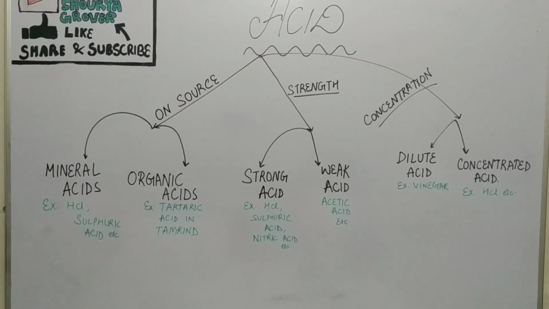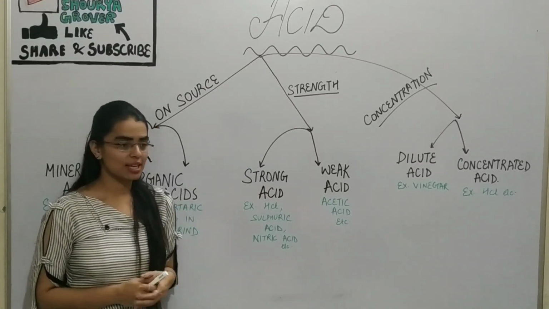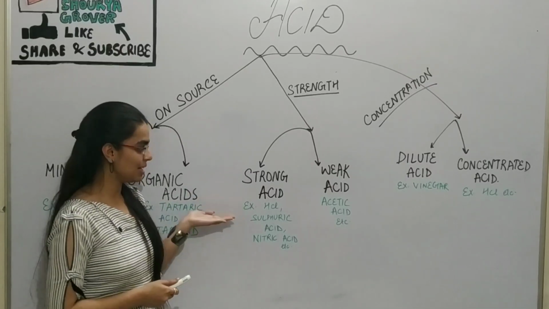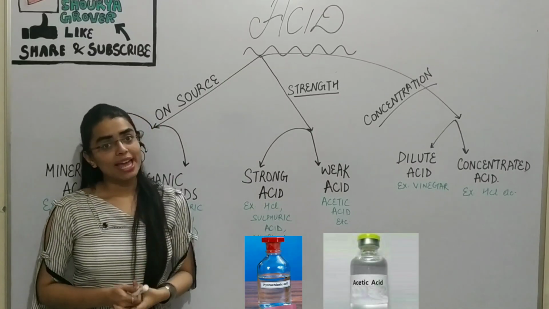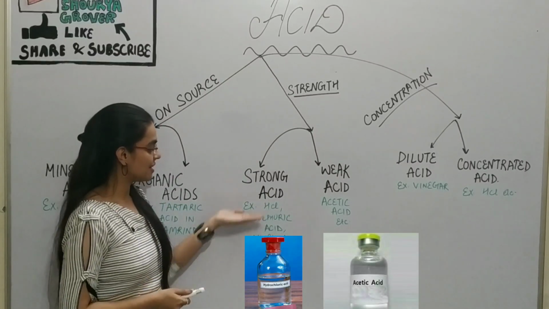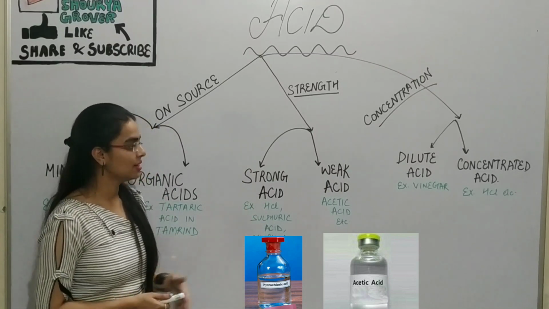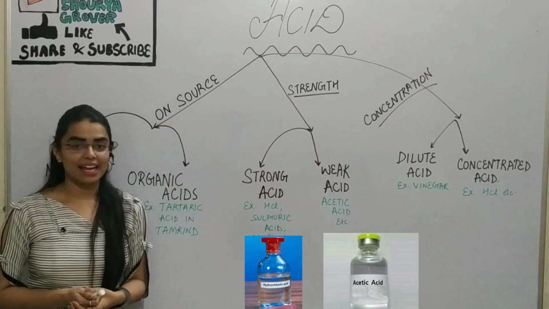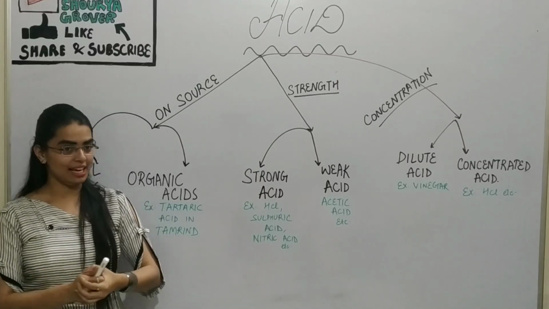Now, I am coming towards the acids based on strength. Yes, students, if we divide acid on the basis of their strength, they can be divided into strong acids and weak acids. Now, examples of strong acid are HCl, sulfuric acid and nitric acid. The example of weak acid is acetic acid, and there are many more. I'll explain it in detail.